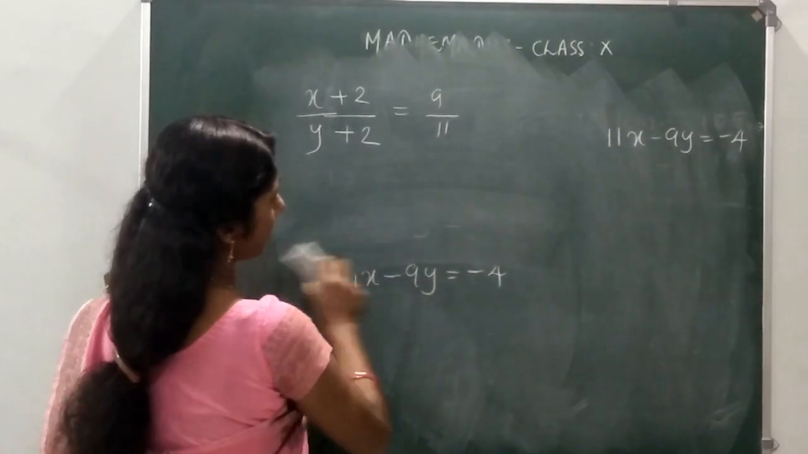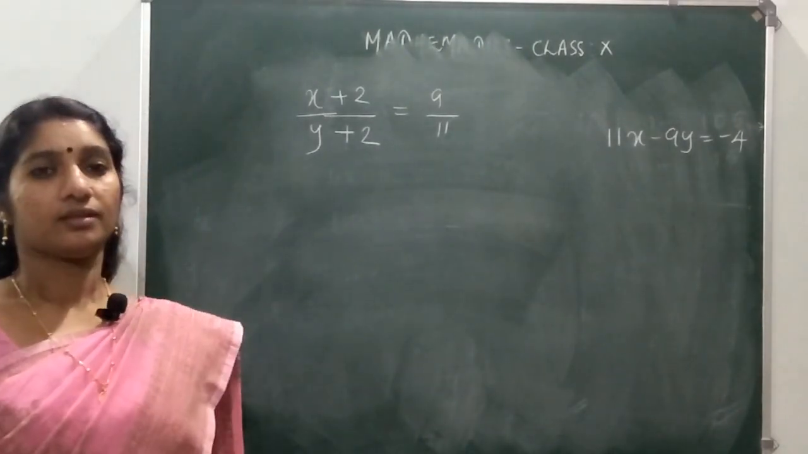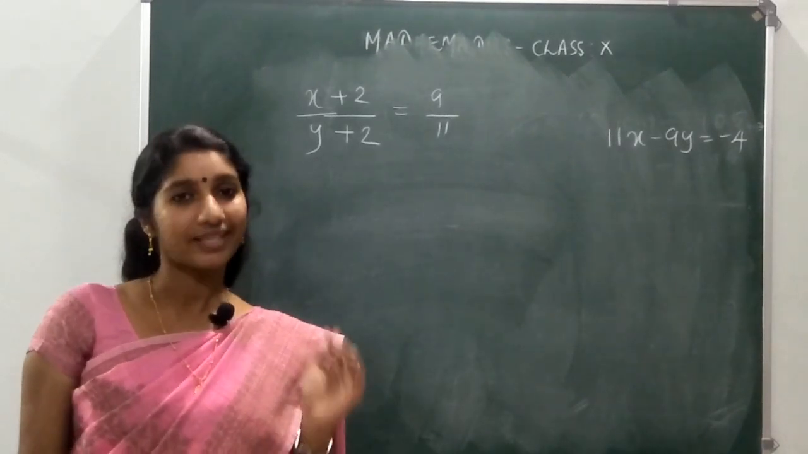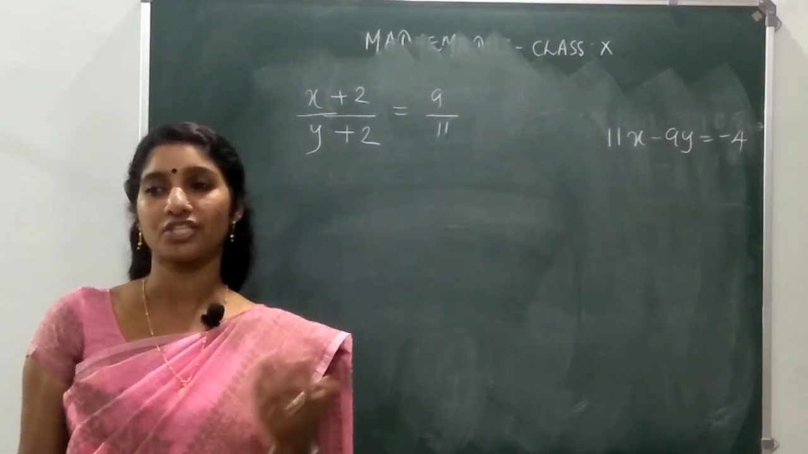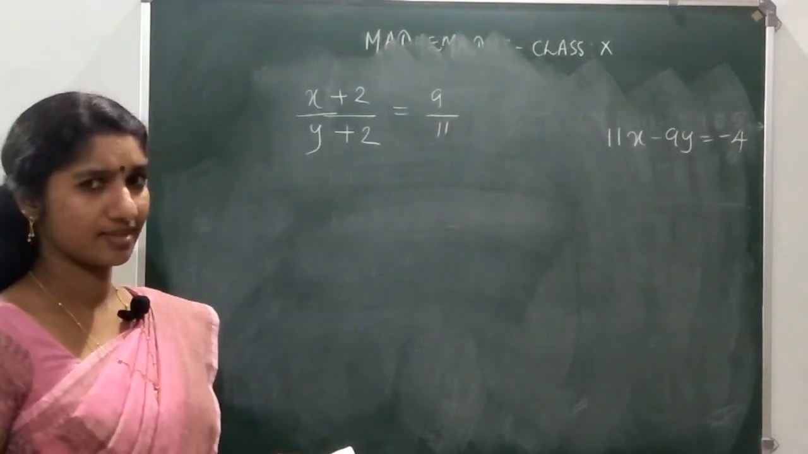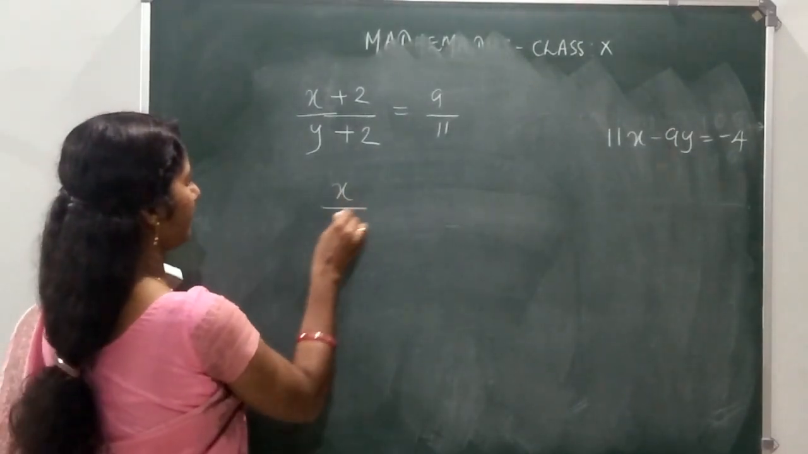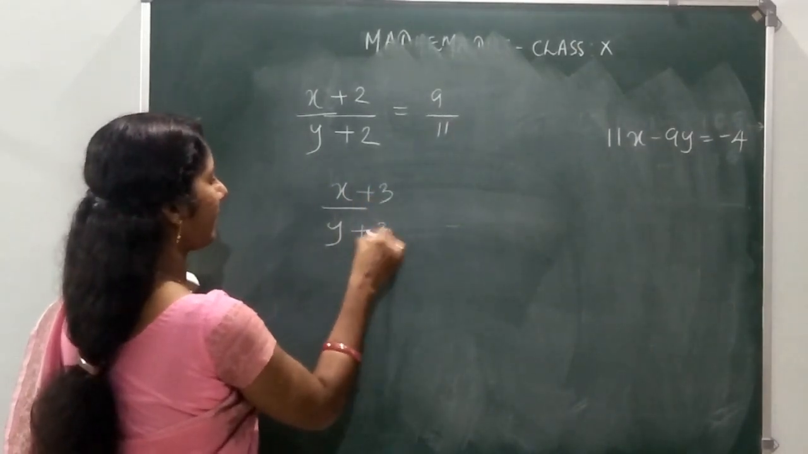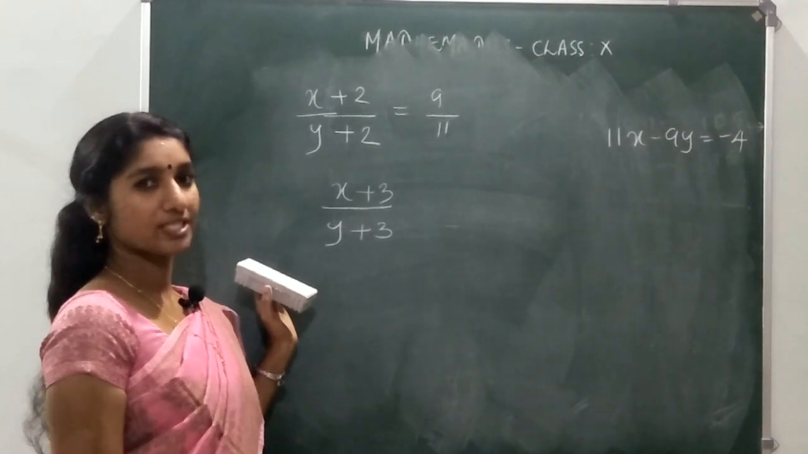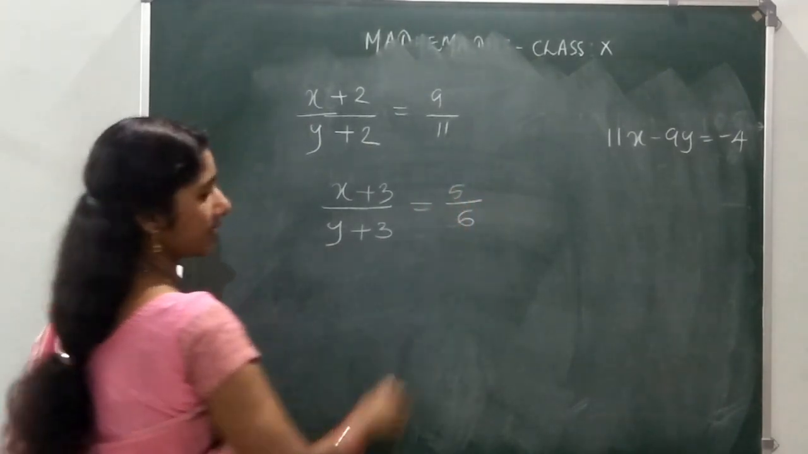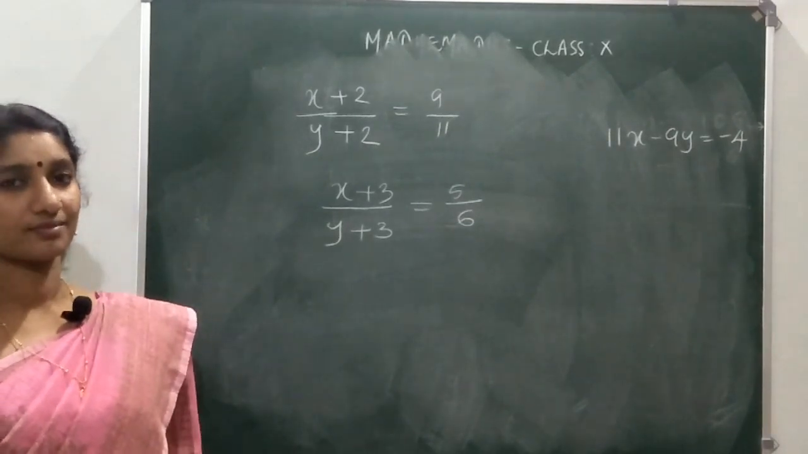And one more statement is given. For that fraction, if we add 3 on the numerator and denominator, the fraction becomes 5 by 6. How will we write that sentence? We know the fraction is x by y. If we add 3 on the numerator and denominator, it will come x plus 3 by y plus 3. That is same as 5 by 6. It is given like this.